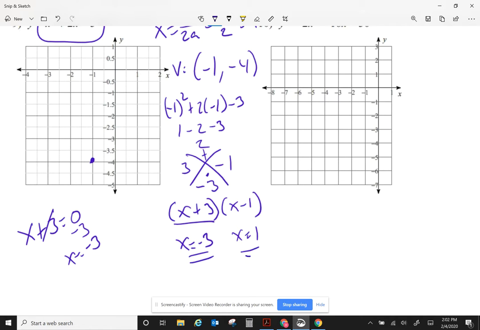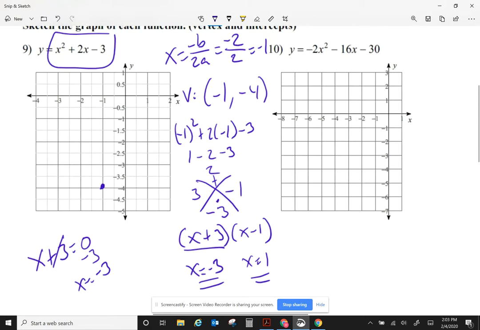Now these two values, I'm calling them x equals because those are the points where I cross my x-axis, where I can graph my equation. So on the x-axis, let me mark my points negative 3, positive 1. I have a vertex. I have my two intercepts. I have a very good idea of the graph looking like this.